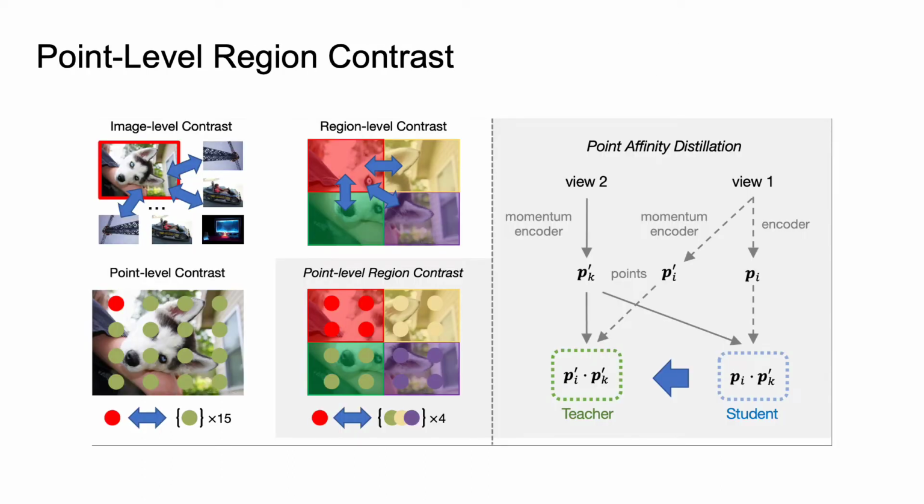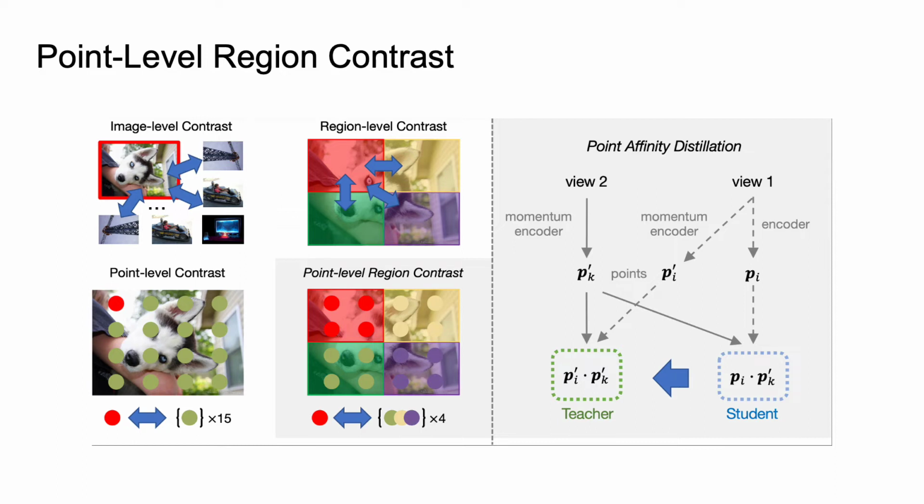Following this, we design point-level region contrast. All of the contrastive learning setups contrast something marked in red with others. The things could be images, regions, or point-level features. In particular, point-level region contrast conceptually contrasts at the region level while operating at the point level.